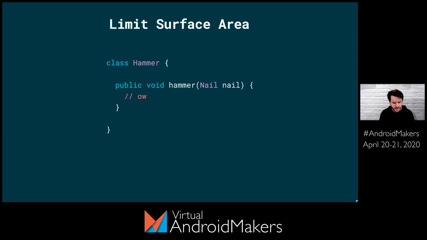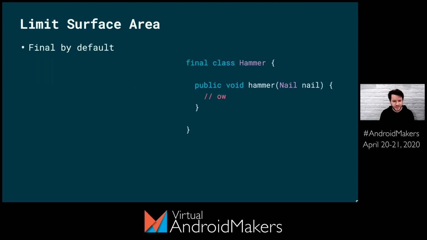Say we have this hammer class here. Do we intend for this hammer to be anything else? No? Well, then make it final. In fact, you should go for final as your default. If you're working in Kotlin, this is the default. If you're working in Java, it's unfortunately not. But you can make it a practice to get in the habit of this.